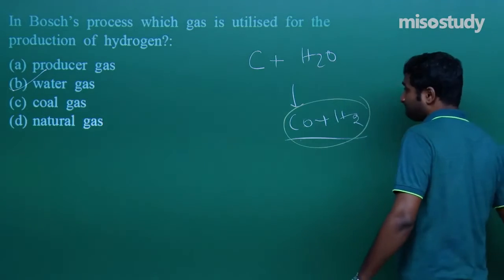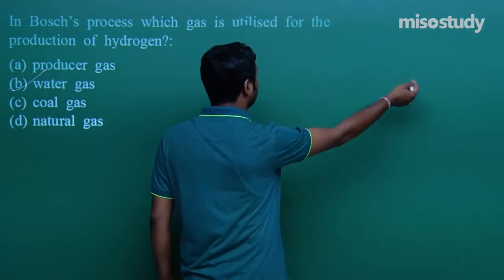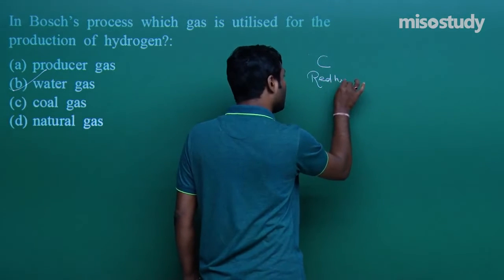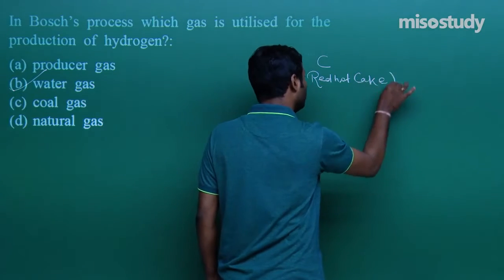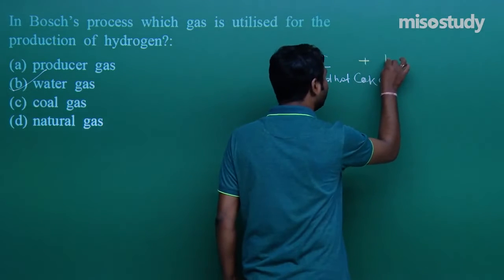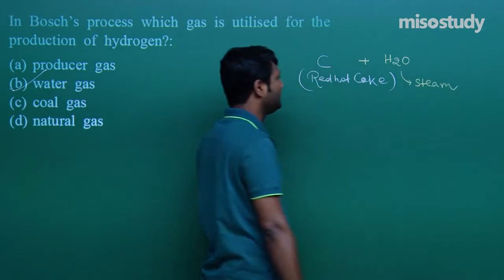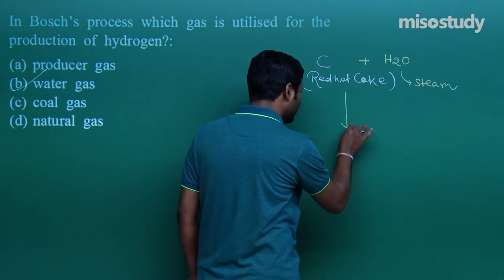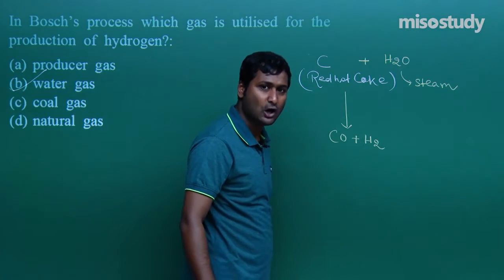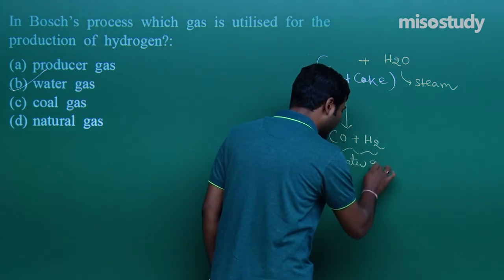Wait for a moment. What I'm telling, listen carefully. First of all, red hot coke. When steam is passed over red hot coke, that is H2O, this is steam, then what will happen? Tell me. It will give you CO plus H2. This is the basis of Bosch process, and this, friend, is water gas.